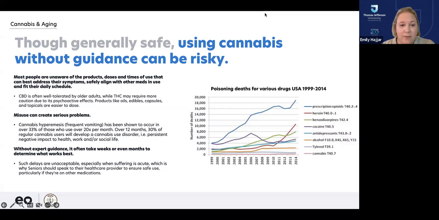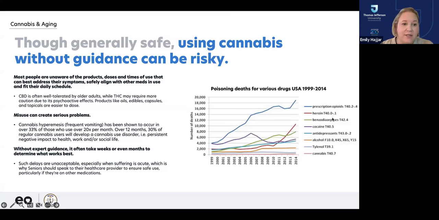And so again, you really want to get some help on how much and how often you can take those types of products. And keep in mind too that a lot of times people historically think about smoking or inhaling these products, but there's edibles and capsules and topicals, which make use much easier. Keep in mind that, again, there are risks with cannabis, so misuse can create problems.